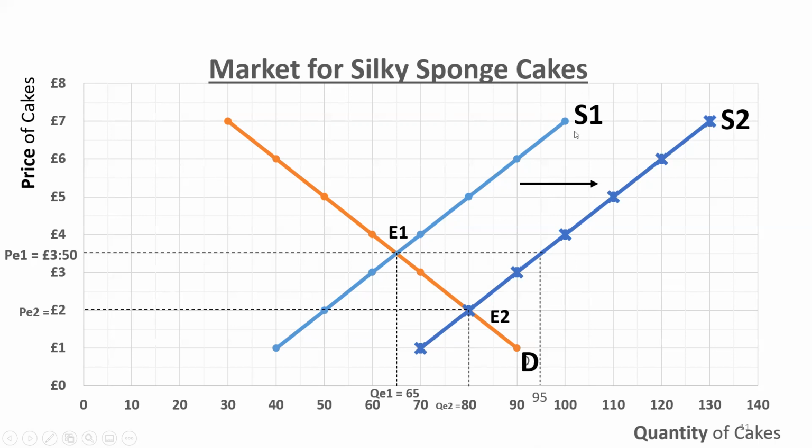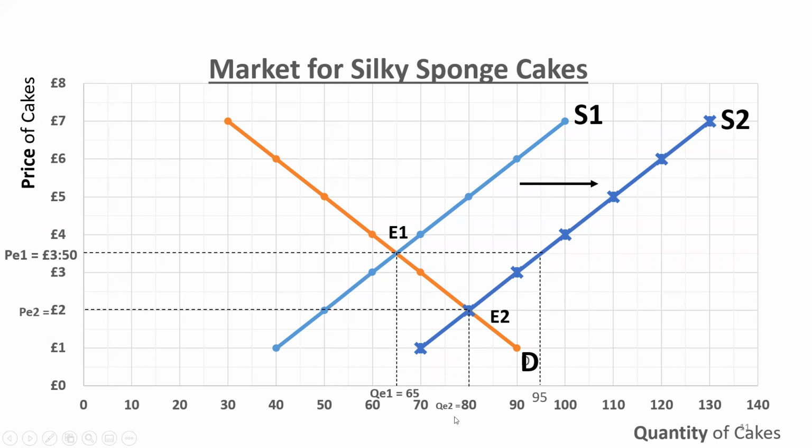So we've got S1, which has shifted to the right to become S2. We've identified E1 for the first equilibrium. For the new equilibrium, we'll call that E2. So put E2 here, and we'll call the first equilibrium price PE1 and the first equilibrium quantity QE1. The second equilibrium price we'll call PE2, and the second equilibrium quantity we'll call QE2.